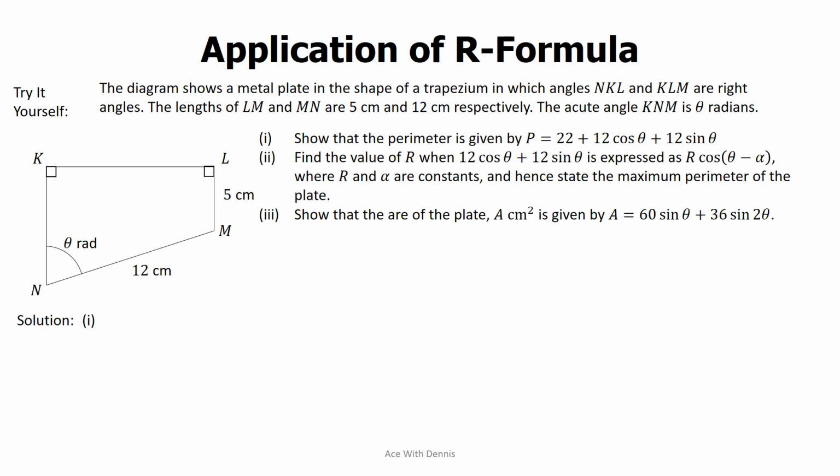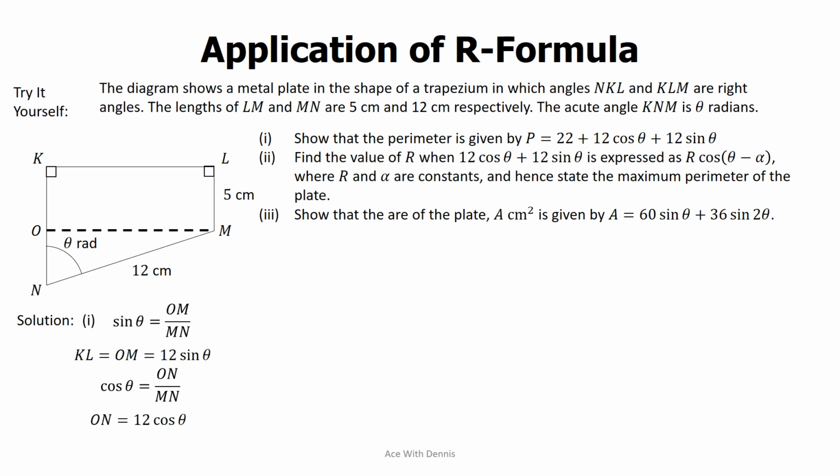Okay, here's the solution for the first one. We can draw a dotted line here and label this point as O. So now we can say that sine theta equals OM over MN. And we know KL equals OM, so it equals 12 sine theta. Next, cosine theta equals ON over MN. ON will be equal to 12 cosine theta.